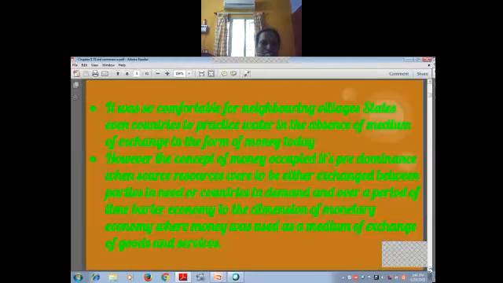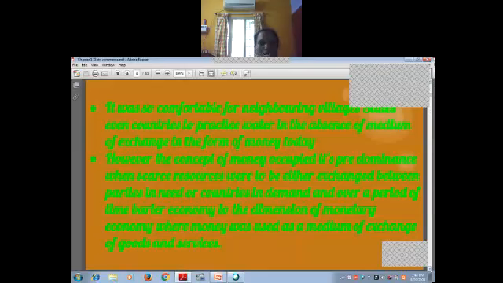So it was comfortable for neighboring villages, states, even countries to practice trade in the absence of a medium of exchange in the form of money. Today, with the help of money, we are doing everything. Isn't it? Before, it was not like that. However, the concept of money occupied its predominance. So now money has the dominant place, isn't it?